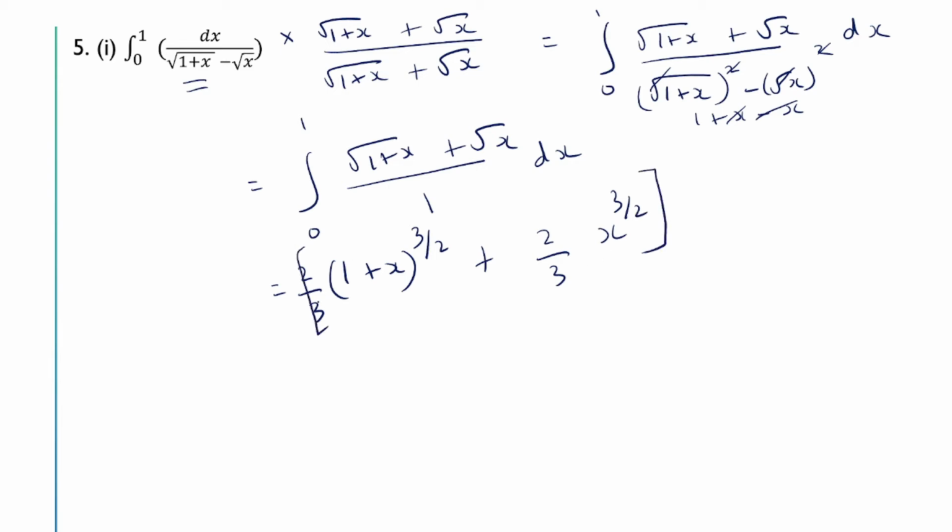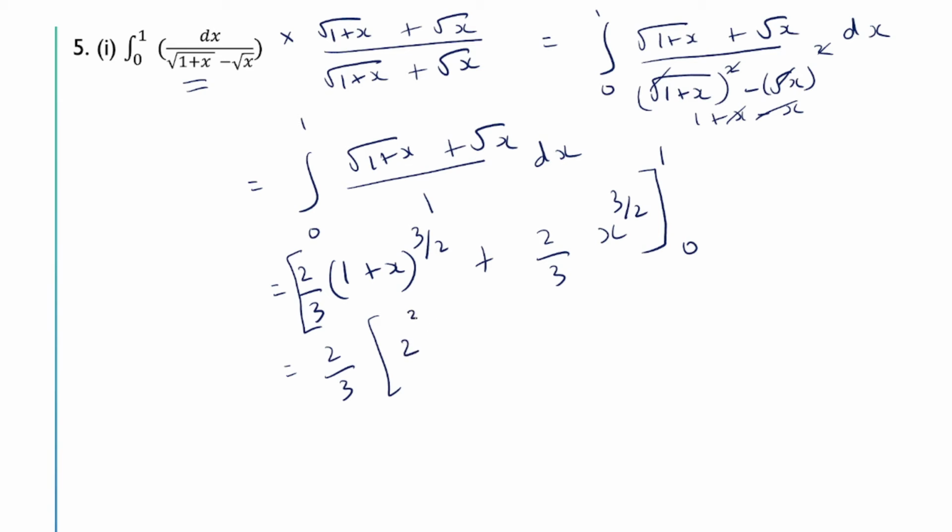Again the limits 0 to 1. So 2 by 3 is common, we can take it outside. First substituting the upper limit, we get (1 plus 1, which is 2) the whole raised to 3 by 2 plus 1 the whole raised to 3 by 2.